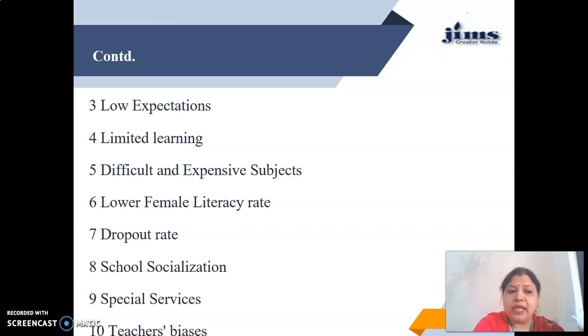The dropout rate from school education at the secondary or higher secondary level of girls is more than the boys. They drop their education in between for some reasons, which is not found much in case of boys. Next is school socialization. In schools, teachers socialize girls towards a feminine ideal.